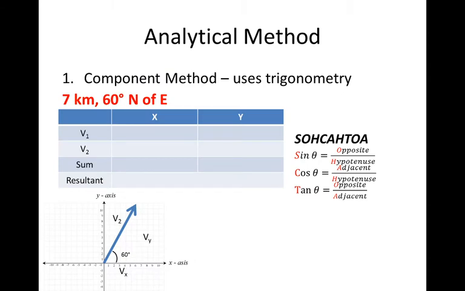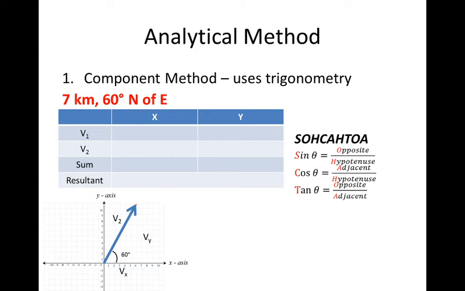Analytical method. This is the computation method. The first one is the component method. This uses trigonometry to compute the resultant vector. To make it easier, you will have to have your table. You have here the label for the first column, x for the second column, and y for the third column. So for vector 1, this is just an example. Then we'll have vector 2. If our vector 2 is this blue arrow here, that is 7 kilometers 60 degrees north of east.